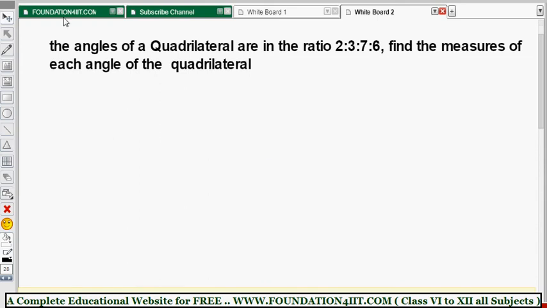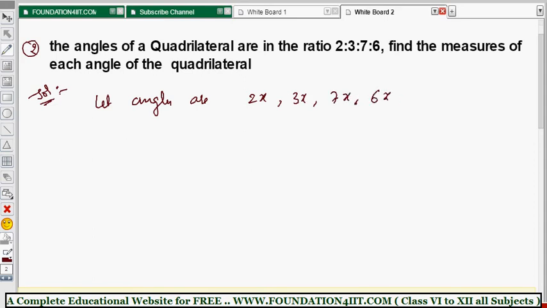Fine. So this is a given question. Using the same concept, let me show you this solution. The angles of a quadrilateral sum to 360 degrees. Whenever it is 360 degrees, and this is the ratio 2, 3, 7, 6, then let the angles be 2x, 3x, 7x and 6x, because this is a given ratio, not the angles.